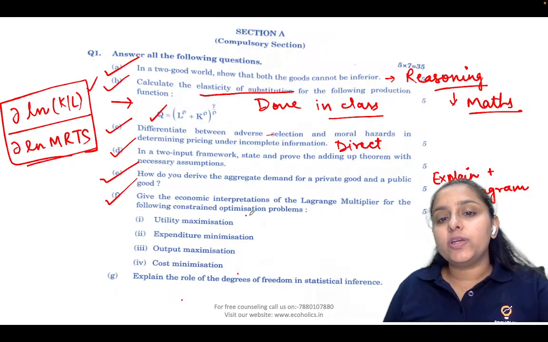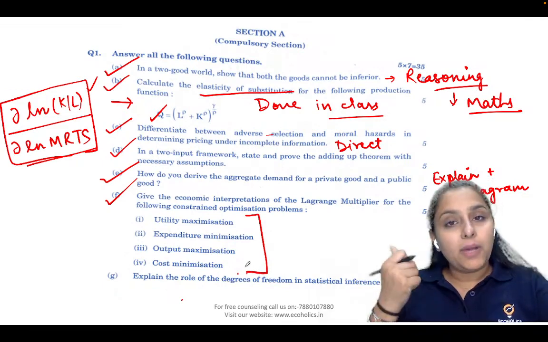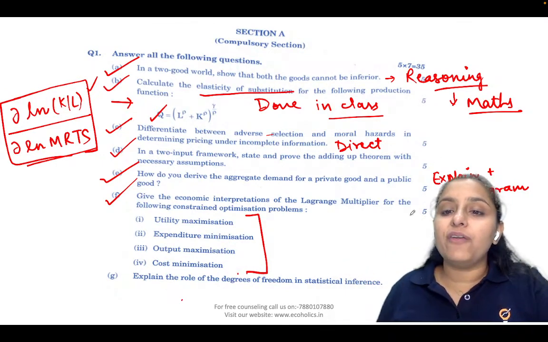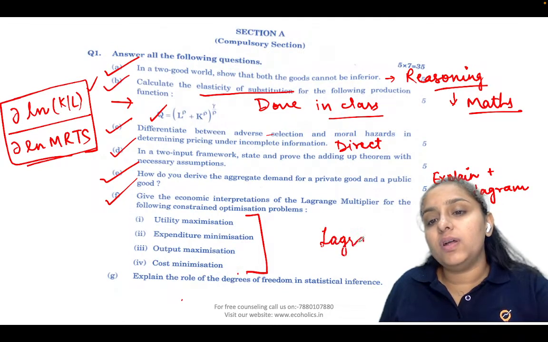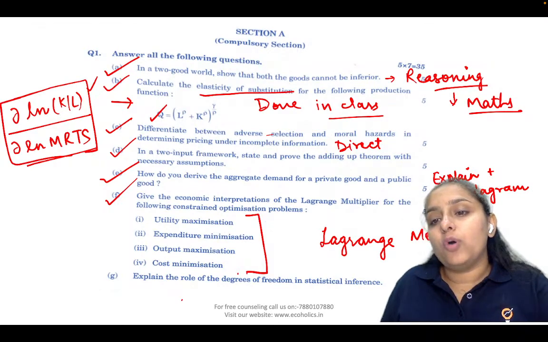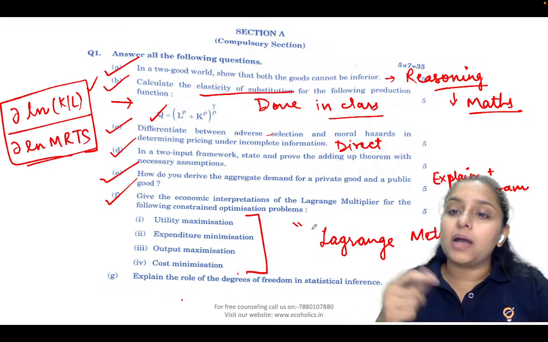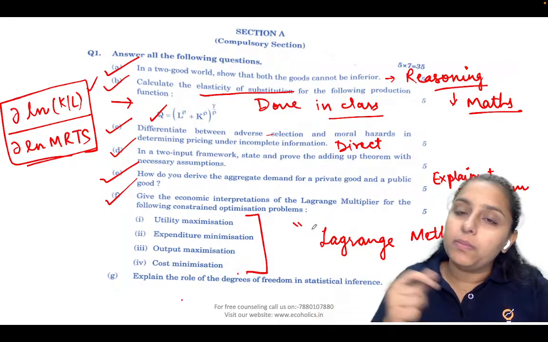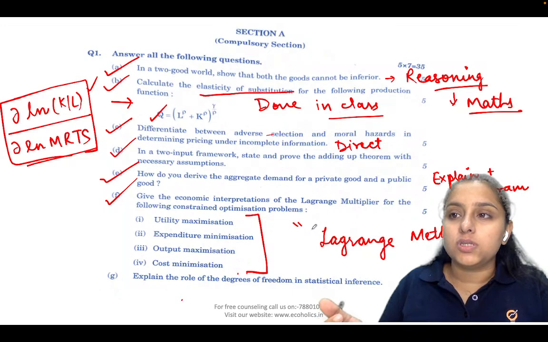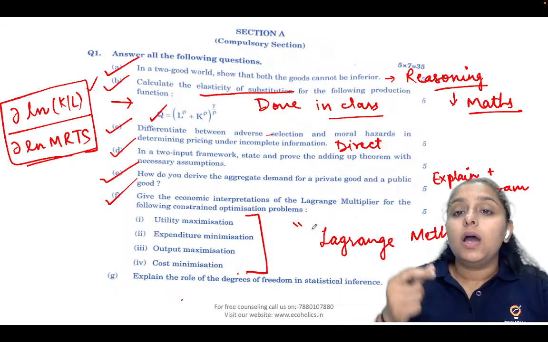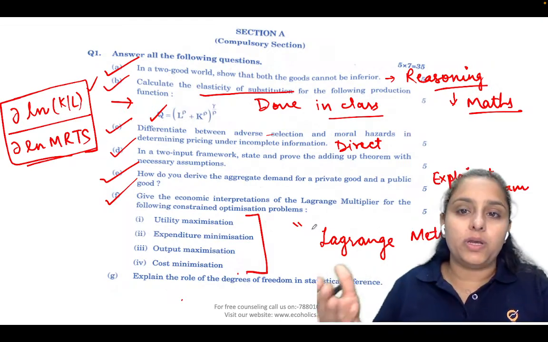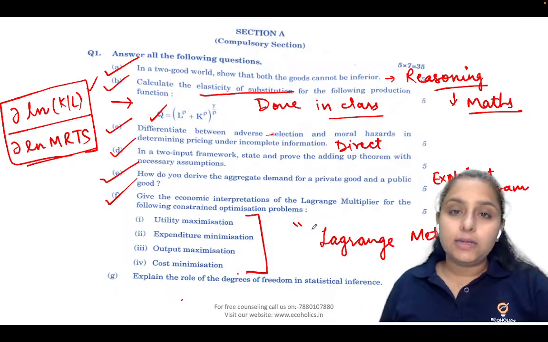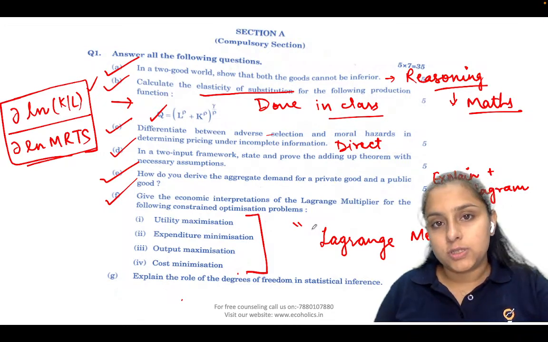Then this question: in mathematical economics, everyone studies the Lagrange method. But the problem was, everyone knows how to maximize or minimize something subject to a constraint, but no one knew that until and unless you read the theory properly, you won't be able to answer such questions.